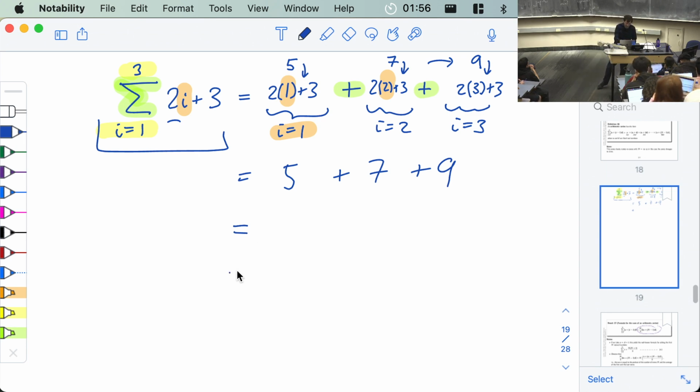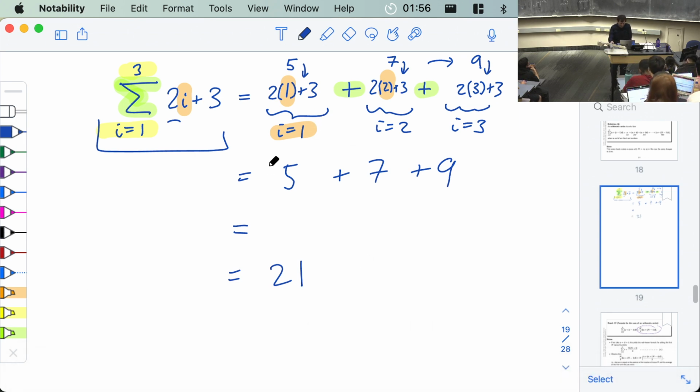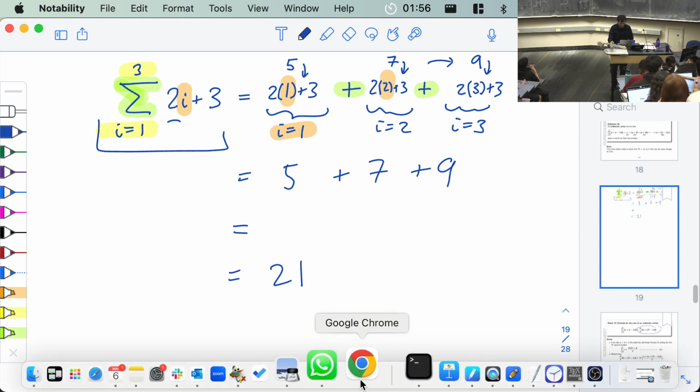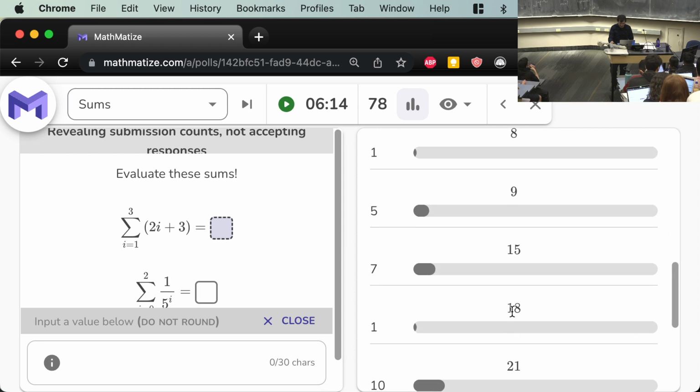So it's 21. I'm going to write 21 over here, and I'm going to leave a little line. I'll fill it in a second. So the correct answer is actually 21, not 5. But 5 is on the right track because it was the first number. So how many people? So 30 people said 5, which was almost half the people. Did a lot of people get 21?